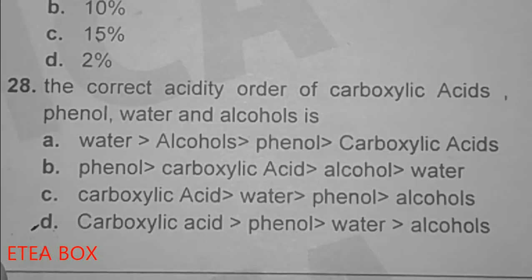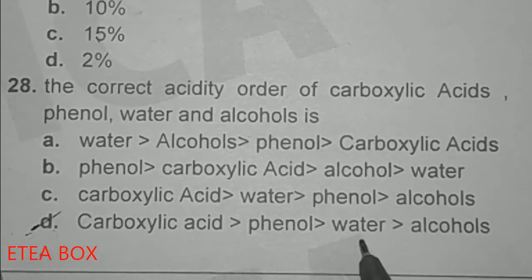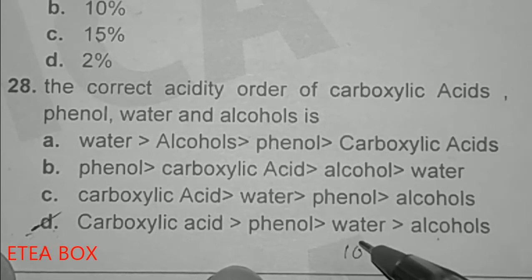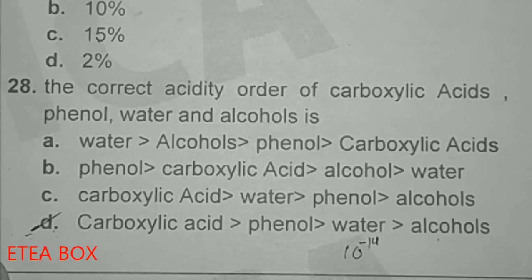The correct acidity order of carboxylic acid, phenol, water and alcohol is, so the correct order is D: carboxylic acid, phenol, water and alcohol. Look here, in your textbook the Ka value of water is given as 10⁻⁷, which is the wrong one. The Ka value is 10⁻¹⁴ for water. Please do the correction there. So it means that phenol is more acidic than water.